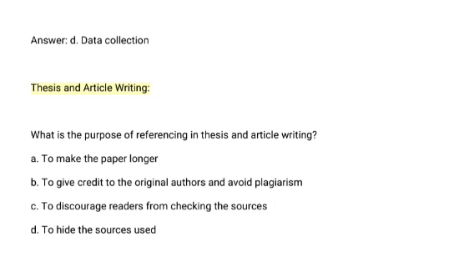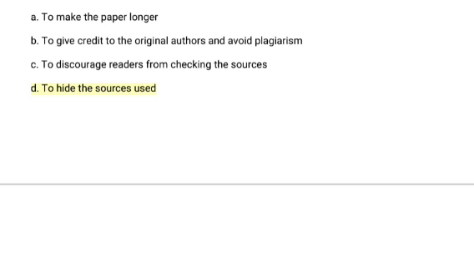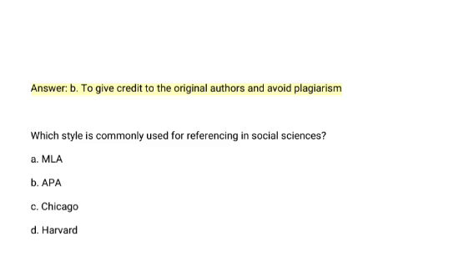What is the purpose of referencing in thesis and article writing? A. To make the paper longer. B. To give credit to the original authors and avoid plagiarism. C. To discourage readers from checking the sources. D. To hide the sources used. Answer. B. To give credit to the original authors and avoid plagiarism.